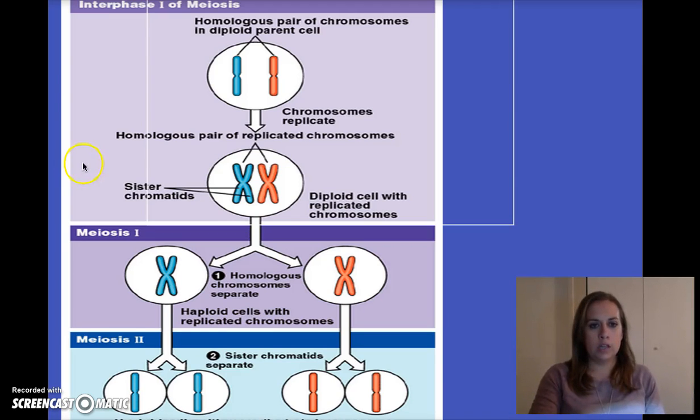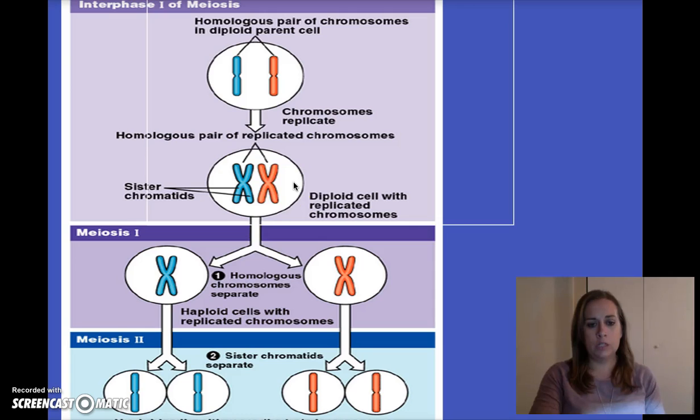So here we're looking at interphase 1. You would have sort of like the time before the division takes place. You have a homologous pair of chromosomes in that parent cell. So, during interphase, you'll have the DNA replicate, and so now you have your sister chromatids. And so now you're looking at a homologous pair of replicated chromosomes. So the one in blue could represent the chromosome that you inherited from dad, and then the one in red could represent the chromosome you inherited from mom.